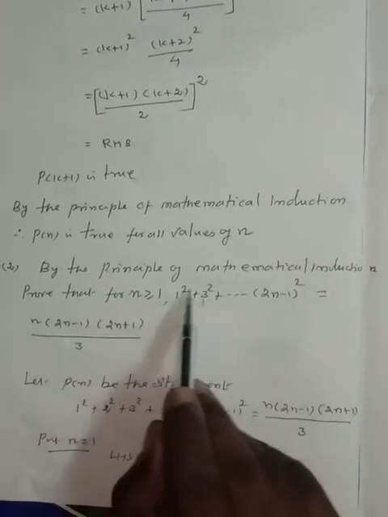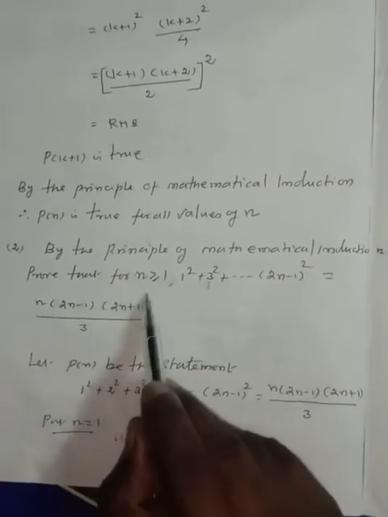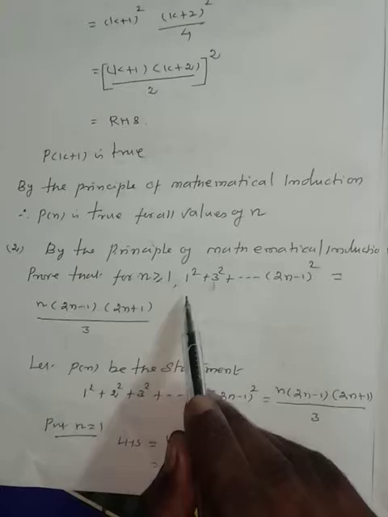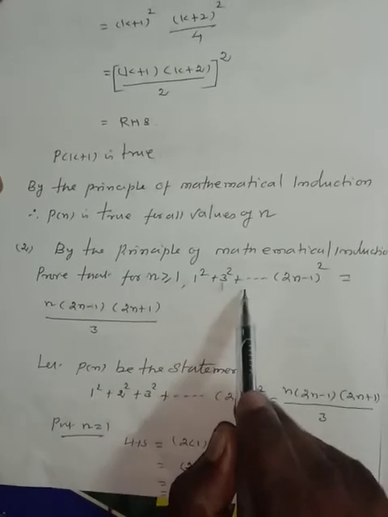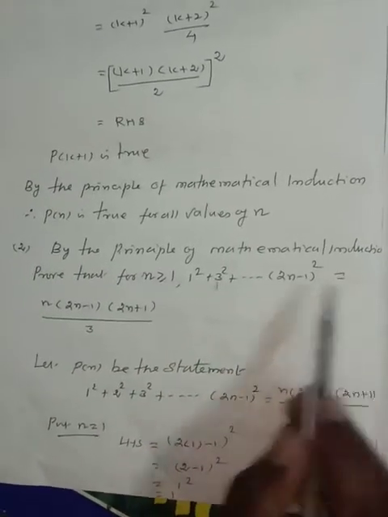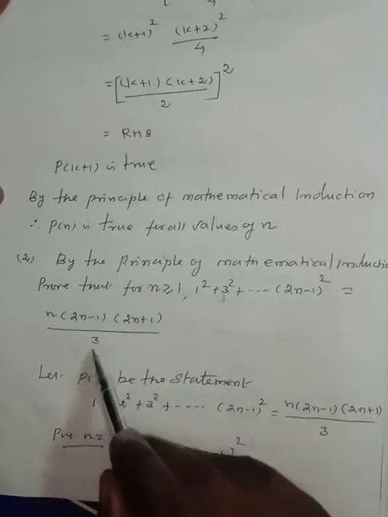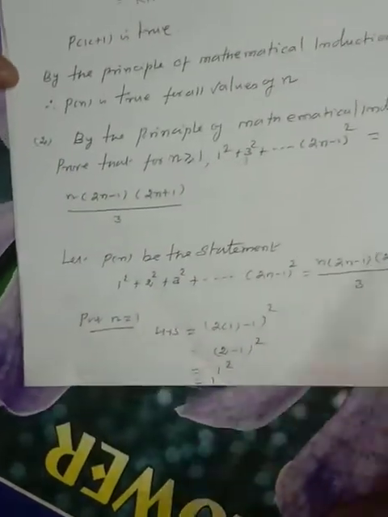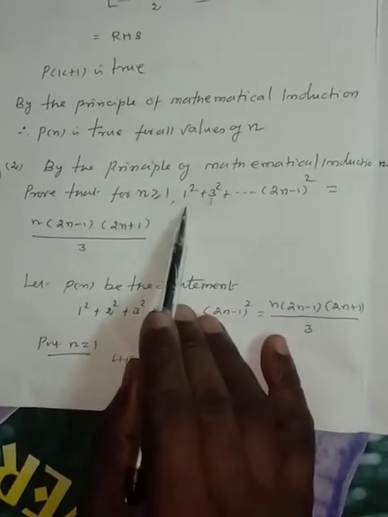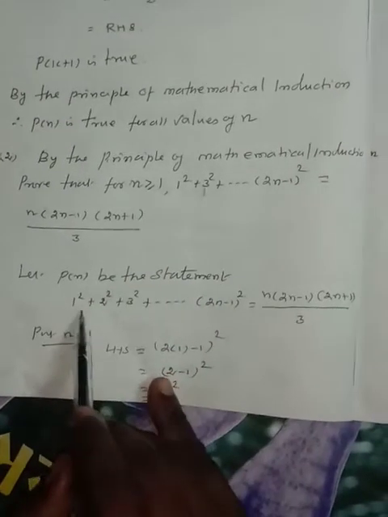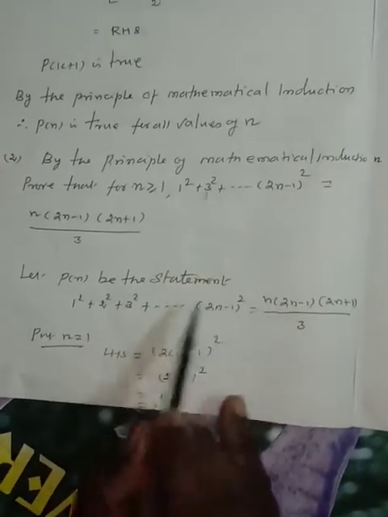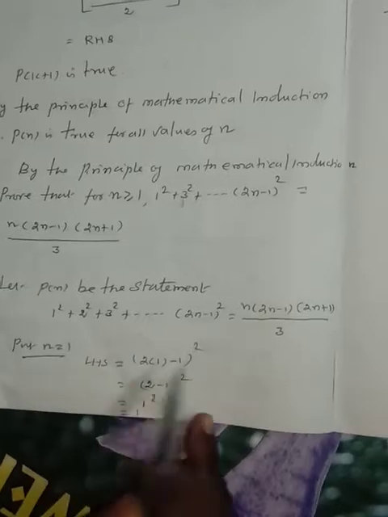Sum number 2. By the principle of mathematical induction, prove that for n greater than or equal to 1, 1 square plus 3 square and so on to 2n minus 1 whole square is equal to n into 2n minus 1 into 2n plus 1 by 3. Let P of n be the statement.